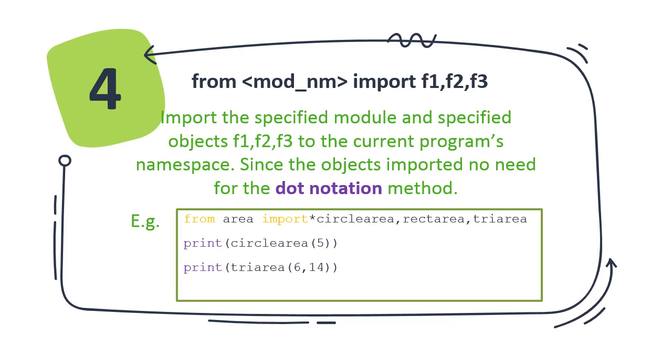Since the objects are imported, there is no need to use the dot notation method here either. Since the specific functions are imported, you can directly use the function, pass arguments, and get values. Here in the example, from area import circle area, rect area, triangle area. Three functions are there, and you only need to import these three functions. Then you don't have to use the dot notation method. You can directly call the function, pass arguments to them, and get results. This is the fourth method of using the import statement.